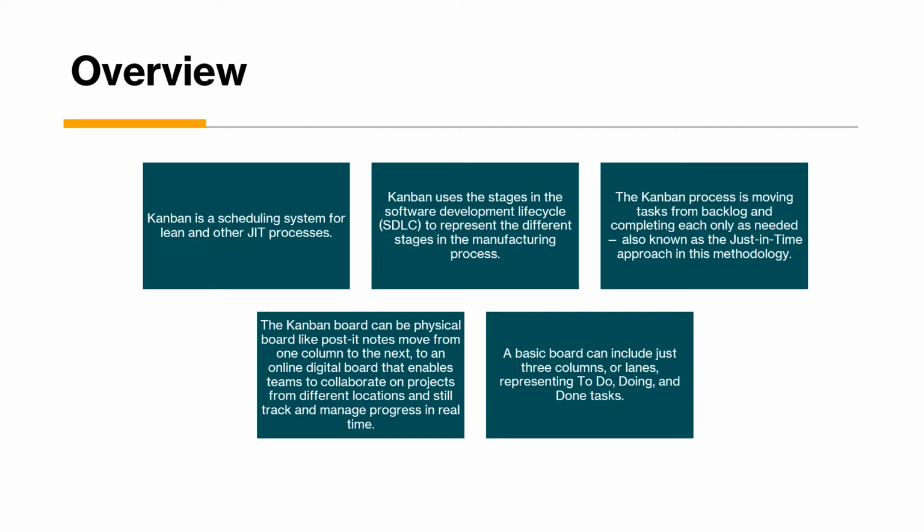The Kanban board can be anything, physical or digital. The physical kind is like post-it notes, where you move from one column to the next to show that it's progressing from the to-do list up to in progress and done. The same goes for the online digital board. It enables teams to collaborate on projects from different locations and still track and manage progress in real time. A basic board can include just 3 columns representing to do, doing, and done tasks. These 3 columns are just enough in the Kanban board to show that a particular task is there to complete, and also what is in progress and what has been completed.